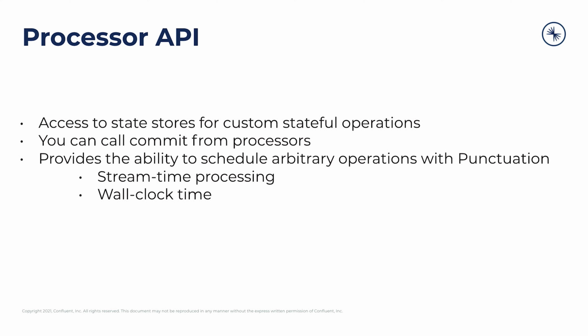Now, one of the most powerful things that the Processor API provides, which really cannot be done in the DSL, is the ability to schedule arbitrary operations using something called a punctuator. A punctuator is just a function that you define that gets run at some regular interval. And you can define this interval based on either stream time processing, like event time, or wall clock time.